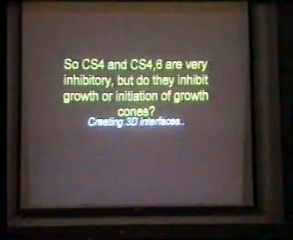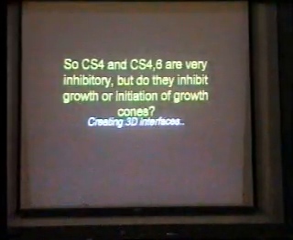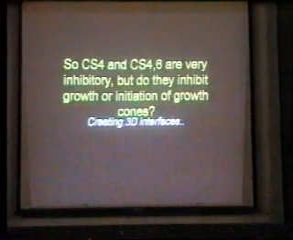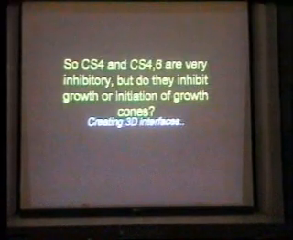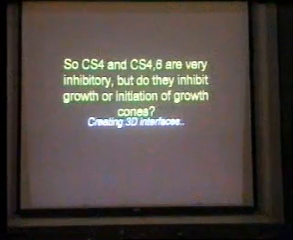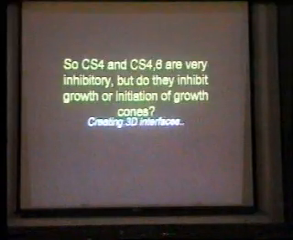So if 4 and 4,6 are inhibitory, do they inhibit growth or initiation of growth cones? Because we cultured these in gels, the reviewers might ask the question, if you put this in the gel, how do you know if they're just stopping the beginning of processes, or if processes begin and then they don't grow when they see this thing, right? So we needed to separate that issue.